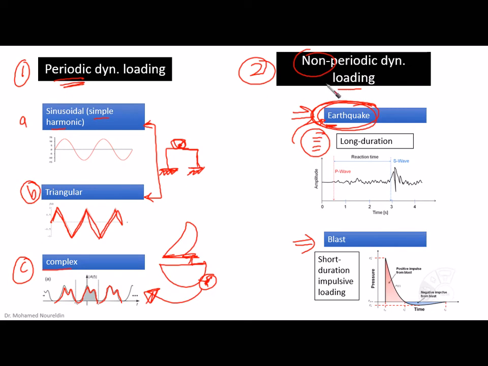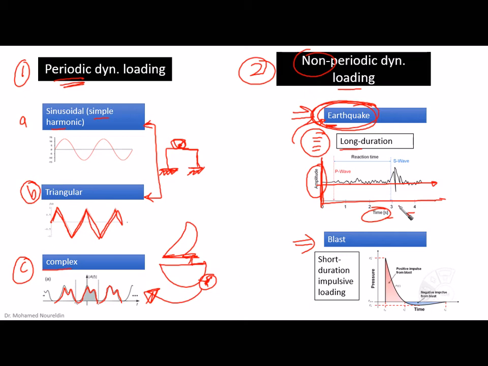Anyway, earthquake is considered to be non-periodic dynamic loading, and in this case we have a long duration. This long duration means that the horizontal axis is described by time, and the vertical axis describes the amplitude, for example, of this earthquake. And then we have this kind of profile of the signal, as you can see here. So this takes a long time, in seconds, maybe 4 seconds, maybe more than this, okay?